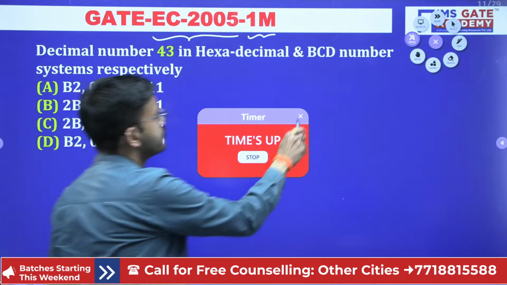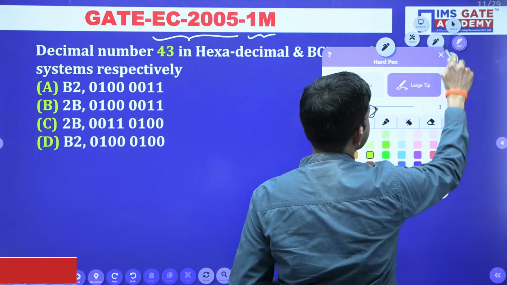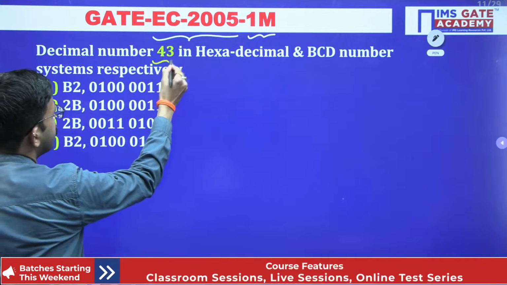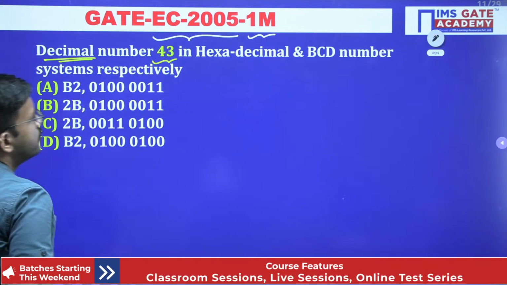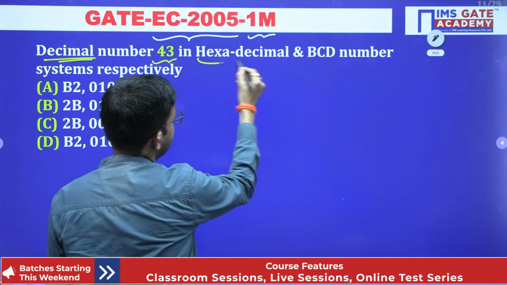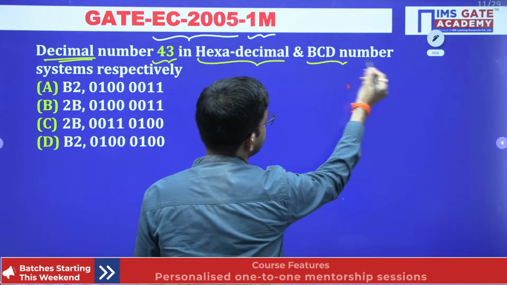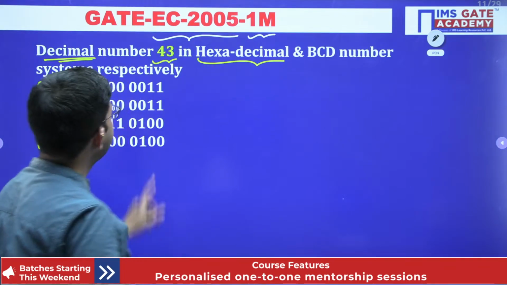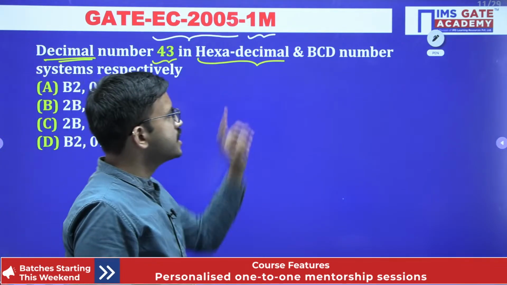Yeah, time up. See here, you have the decimal number 43. You have to represent this number in hexadecimal and BCD. You have to represent the decimal number 43 in both hexadecimal and BCD.